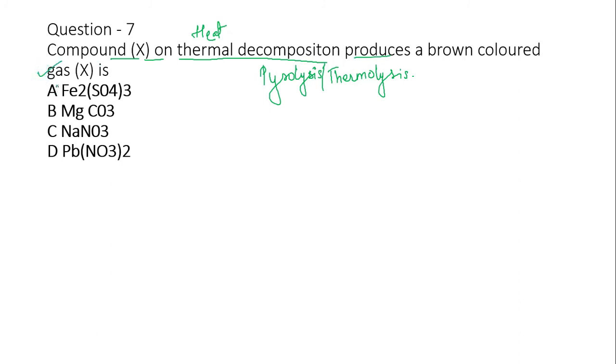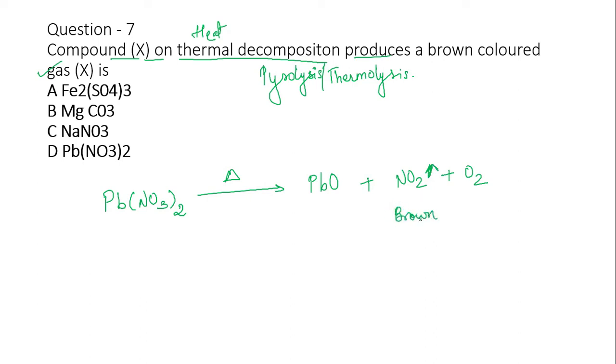X is produced. So basically you will find that out of these four, Pb(NO3)2, when heated, will produce lead oxide plus NO2 plus O2. This is a gas which is brown in color. Clear? So here the correct option will be option D, that is Pb(NO3)2. I hope it is clear to you. Moving to the next question.